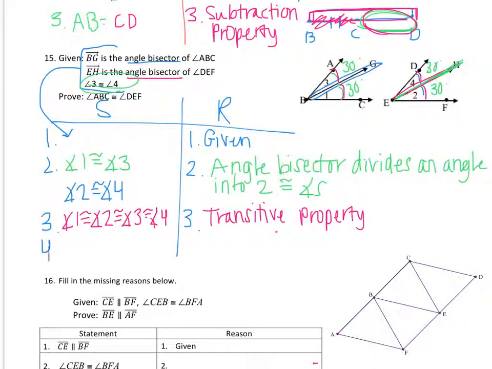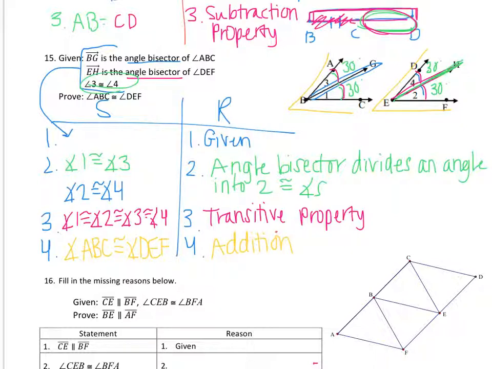Now our goal here is to prove that angle ABC is congruent to angle DEF. If I know that every single little piece in both of the angles are congruent to one another, then I can use the addition property to show that the whole angles are congruent. Angle ABC is congruent to angle DEF by addition.